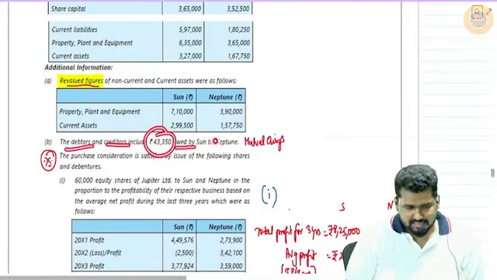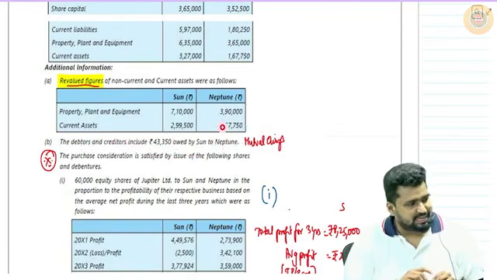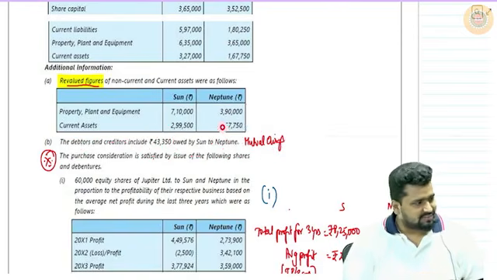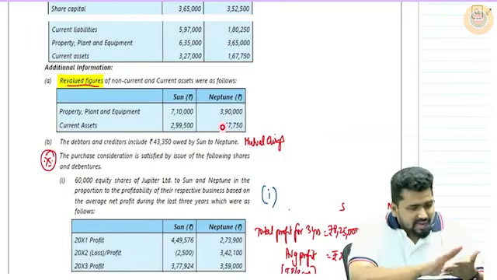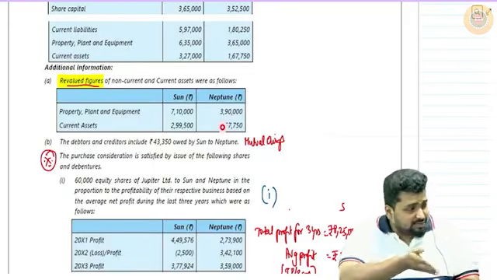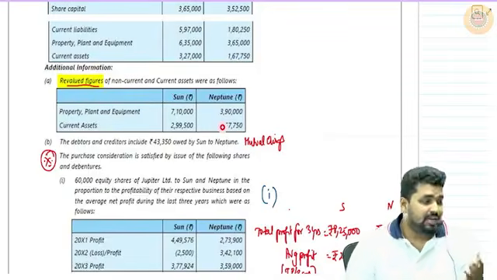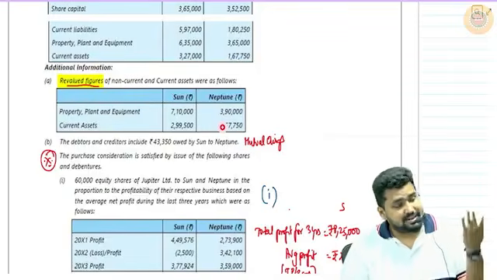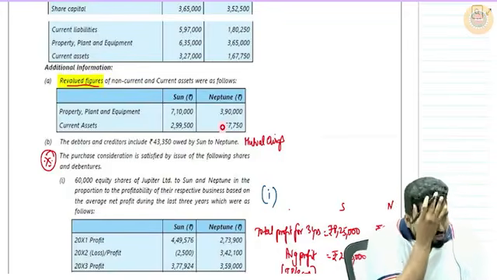43,350 owed by Sun to Neptune, mutual owings. Once again I'll say, mutual owings should be eliminated in the second entry itself. Correct? Don't say, sir, after elimination I'll calculate PC. I'll cry, because PC will be fixed based on everything, and only after that should entries be done. In this video itself I would have told many times, even in revision. Clear? So make sure you don't forget.